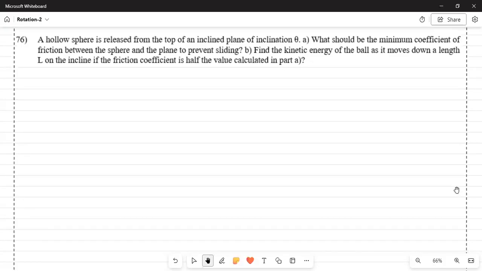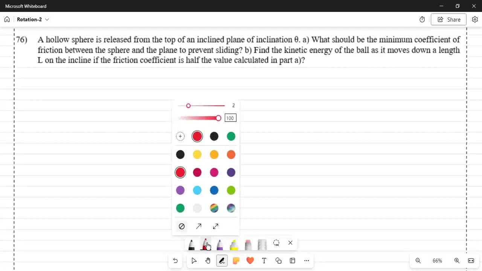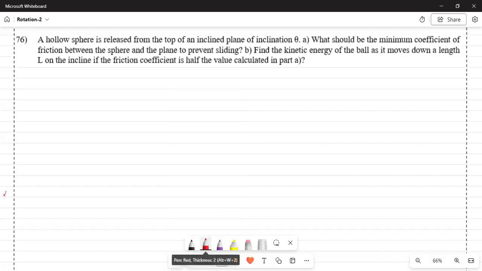We take problem 76 of your textbook. Now, I have seen that from problem 76 onward in your textbook, a little more complexity starts.